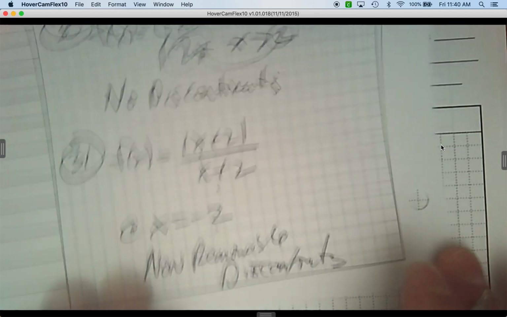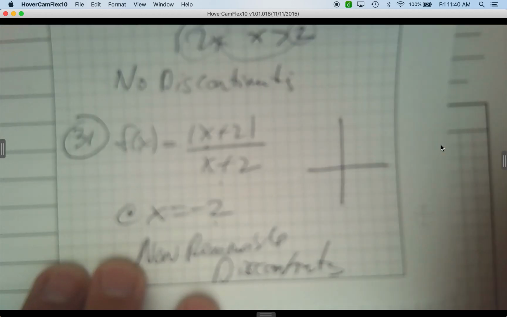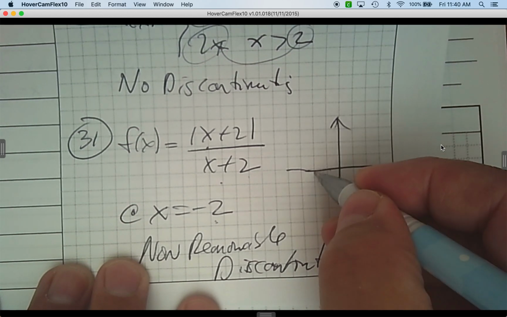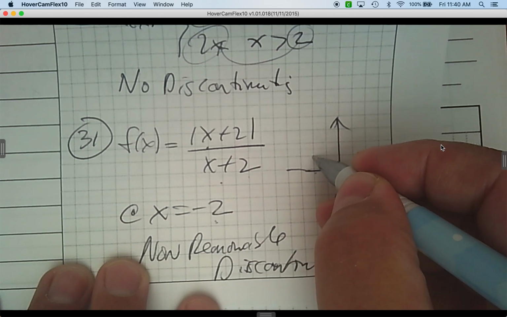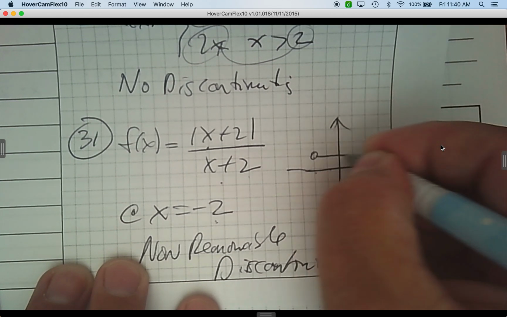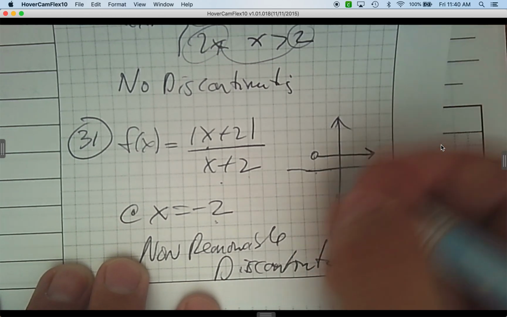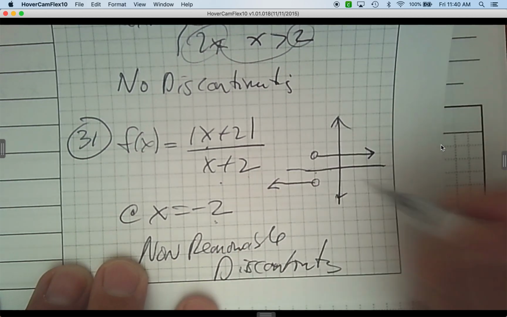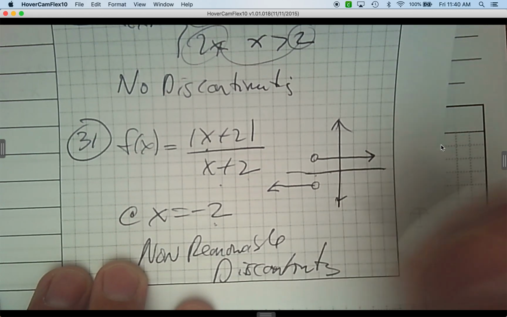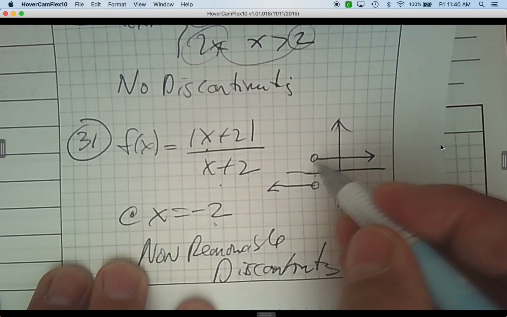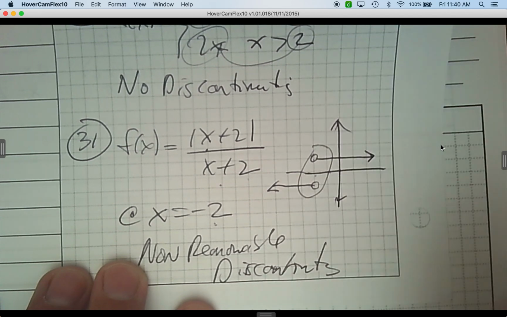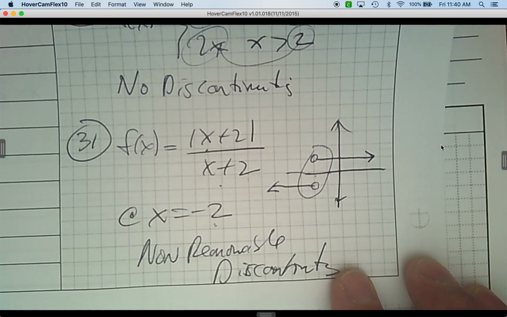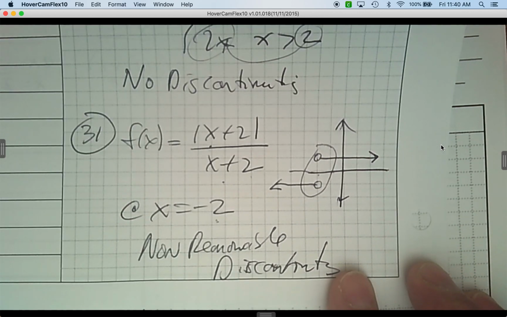So at negative 2, so if I graph this, right here, at negative 2, the answer would be positive 1. And then if it's to the left of negative 2, the answer would be negative 1. They both would be holes. Exactly at negative 2, it doesn't exist. So to the right and to the left, and then you can see the jump that creates. So for number 31, it is a non-removable discontinuity at x equals negative 2.